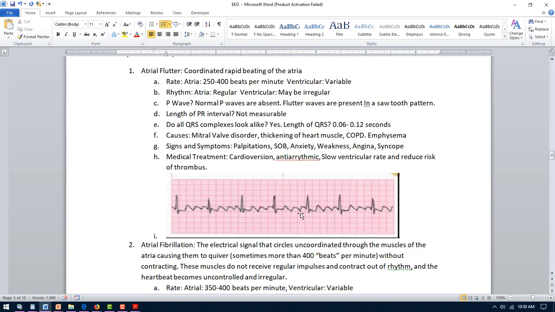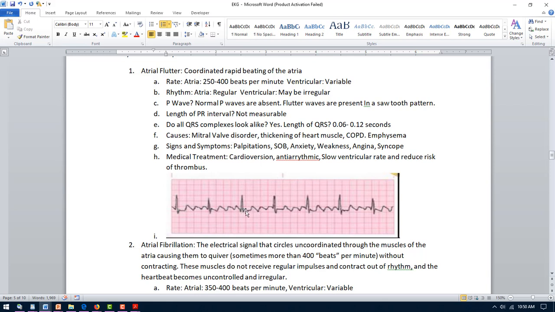They might be regular, they might be irregular. But what's important in atrial flutter is these F waves. Yeah, they kind of look like P waves, but between every QRS, there's going to be these bigger P wave looking things. They're called flutter waves. And it kind of looks like a sawtooth. There is no way to measure a PR interval.